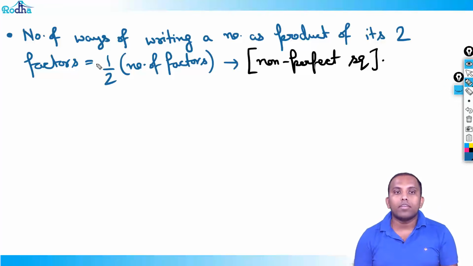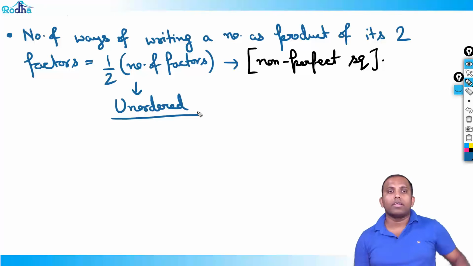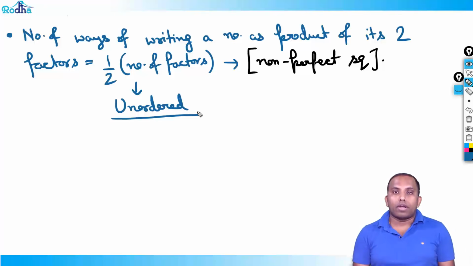Obviously, when number of ways are asked and variables are not given, it is an unordered solution, right? Very important. Don't make silly mistakes of ordered and unordered. Variables are not mentioned, unordered. Variables are mentioned, ordered. Unordered means a comma b and b comma a will be counted as a single solution. Ordered means a comma b and b comma a will be counted as two solutions. Their order will matter. That's it, it's half into number of factors.